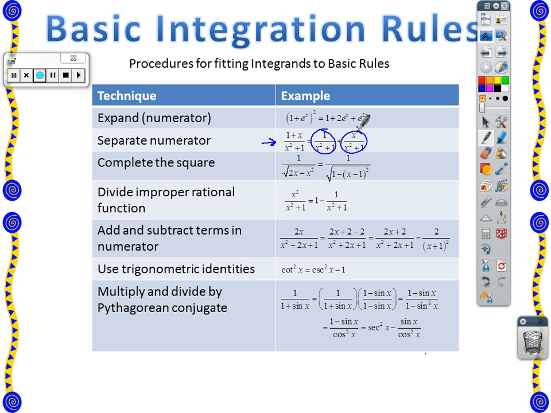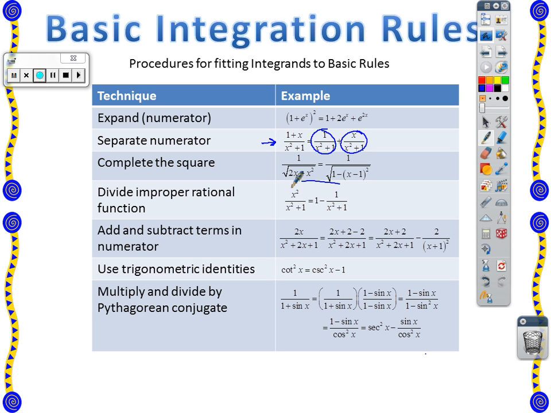Complete the square. We worked on this before the break. If you remember, we worked on completing the square. If we could get this to be 1 minus, or a constant minus, x squared, then it looks like arcsine. We can work with arcsine here.